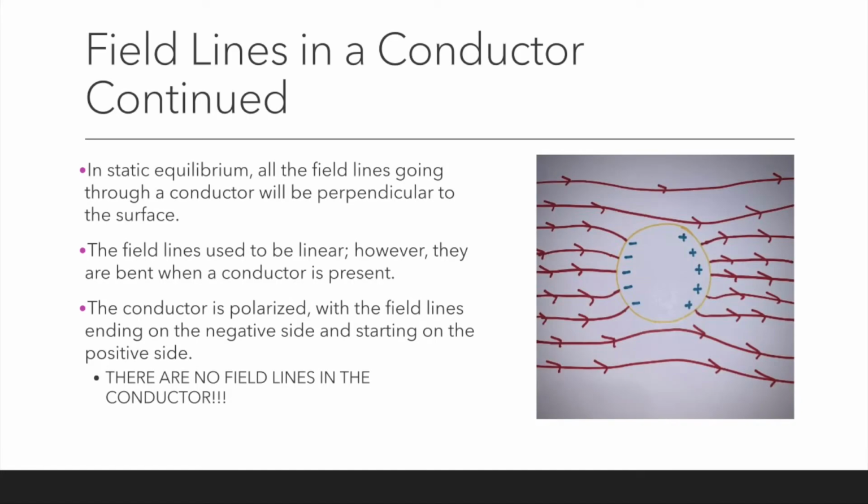In static equilibrium, all the field lines going through a conductor will be perpendicular to the surface. The field lines used to be linear, however they are bent when a conductor is present in order for it to be perpendicular to the surface of the conductor. The conductor is polarized, with field lines ending on the negative side and starting on the positive side. There are no field lines going through the conductor, and as you can see in the picture, the field lines curve in towards the conductor on the negative side, and then come out the positive side, and there are no field lines in the middle.